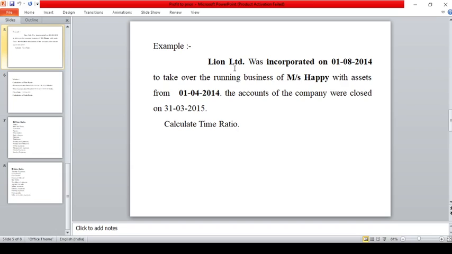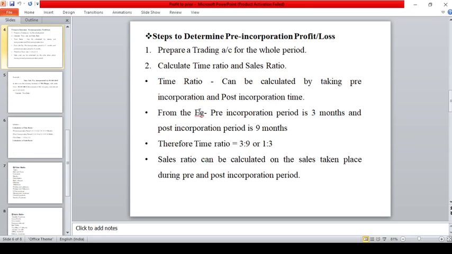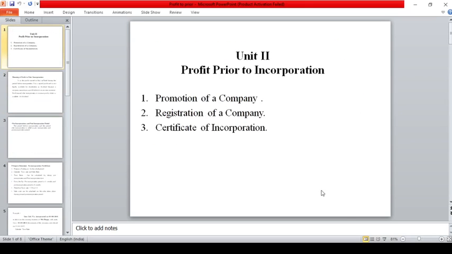Lion Limited took over the business of this Happy company and was incorporated on 1st August 2014. This business was started from 1st April 2014. From 1st April 2014 to 1st August 2014, whatever months are in between, is nothing but the pre-incorporation period. And after this month, up to the close of the financial accounts, at the end of the financial year, it is the post-incorporation period. So just try to understand, it is easy to understand. I hope you understand. Okay, so thank you.